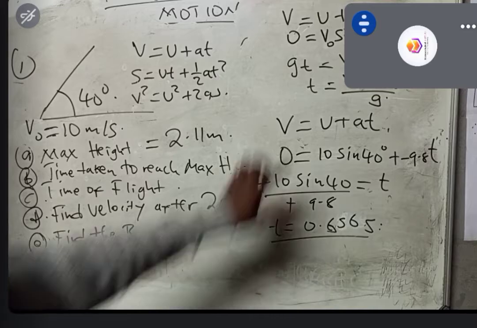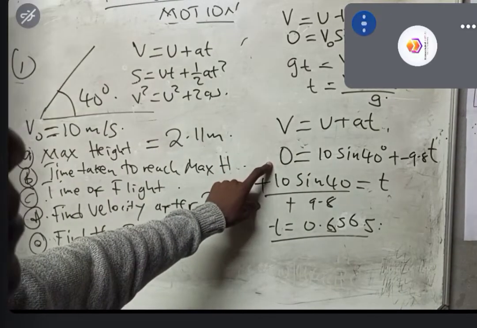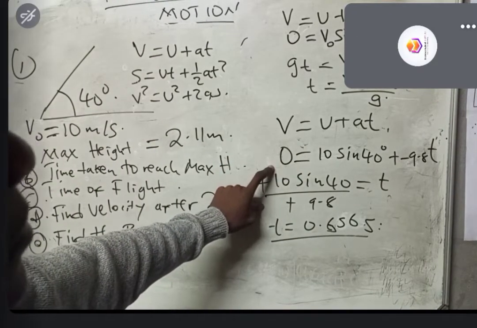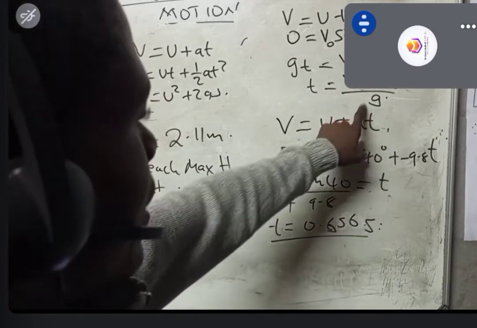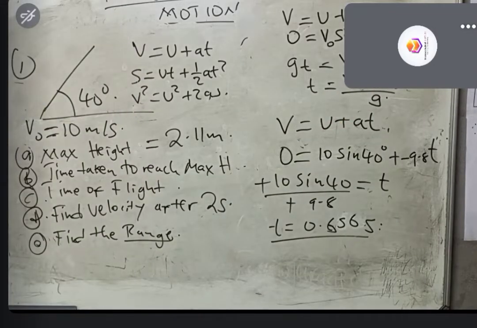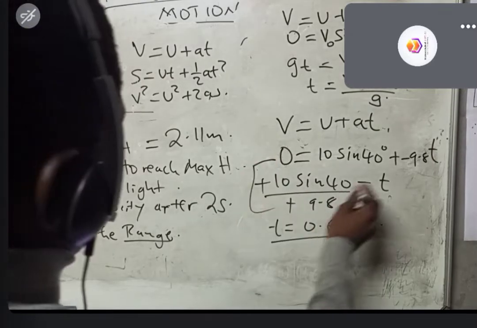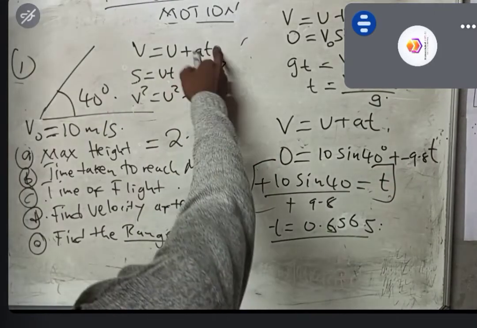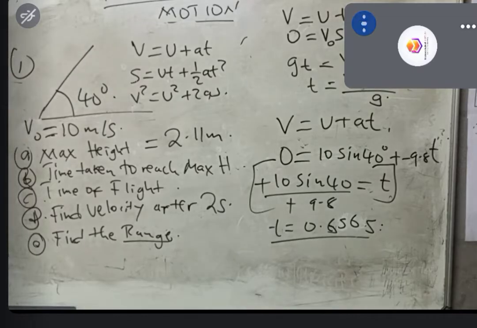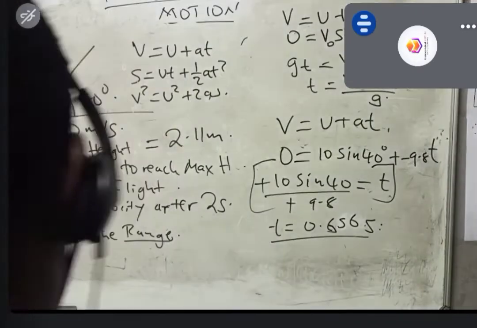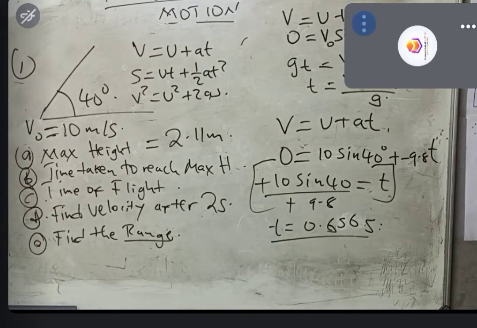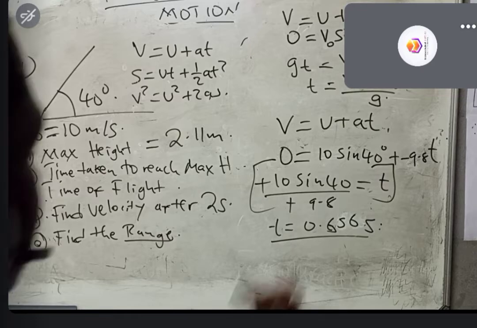Already you're able to see that this part is this part, right? 10 sine 40 divided by 9.8. Is that different? Not different. So you know this formula or you master that one. It's fine. You may even put a V squared there because you are confusing it with the height, so it's better you use these formulas.